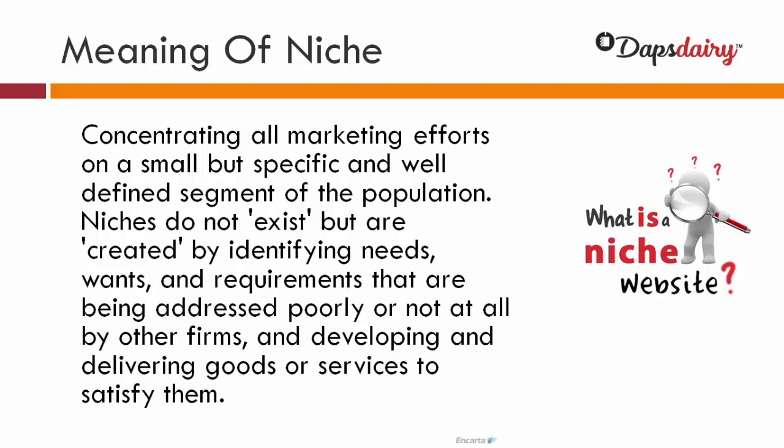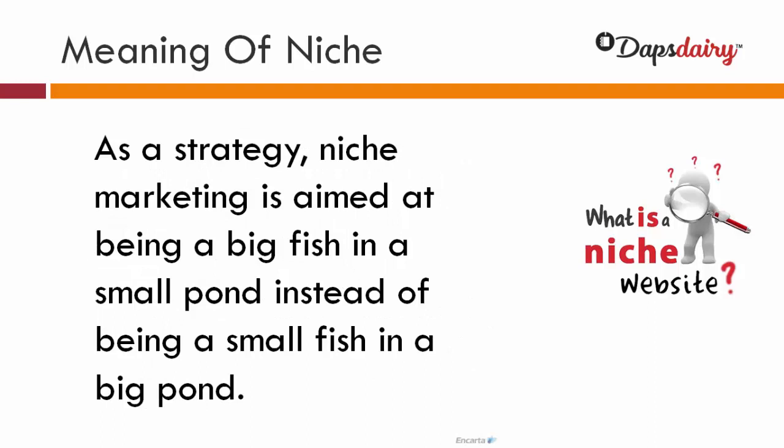I just need you to take your time to think about this. How does this affect a blog? Looking for a particular set of people that you can identify their needs, their wants, and things that they crave for that have not been satisfied, and you satisfy it. So as a strategy, niche marketing is aimed at being a big fish in a small pond instead of being a mere small fish in a big pond. Does that make any sense?